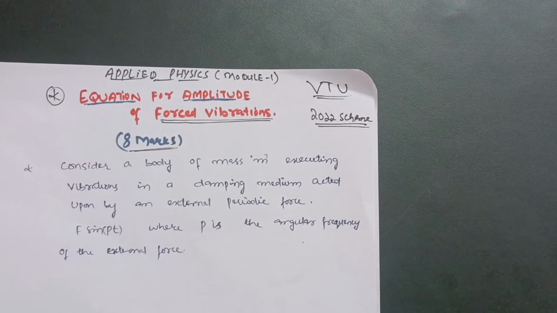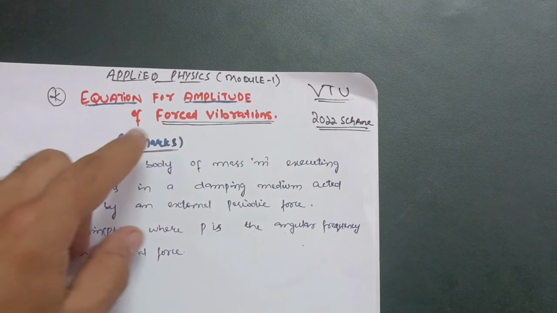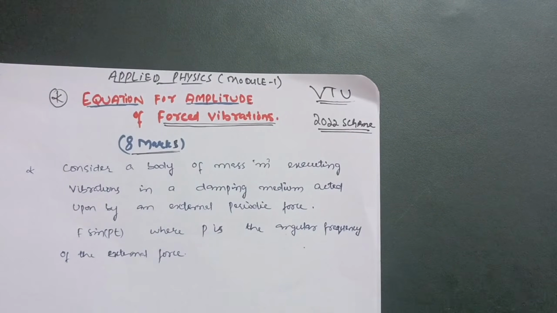First, let's try to understand the difference between damped vibrations and forced vibrations. In damped vibrations, as I mentioned in the previous video, when you are considering a body of mass m executing vibrations in a damping medium, there act two forces, resistive force and restoring force. Okay, so in this particular type of vibrations, as the name itself says, forced vibrations, you are forcibly making vibrations with the help of an external force.